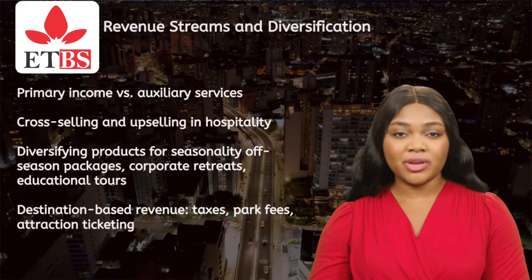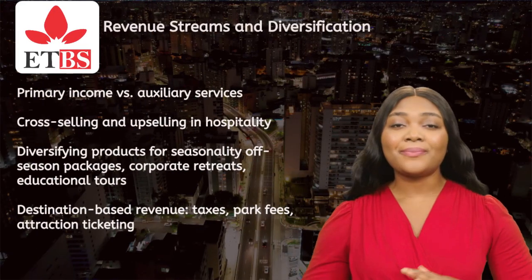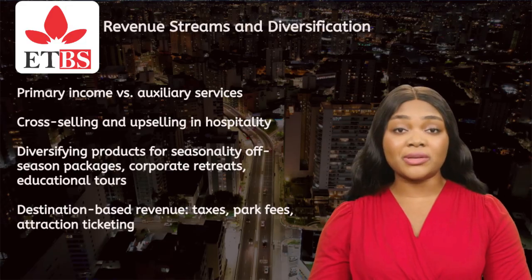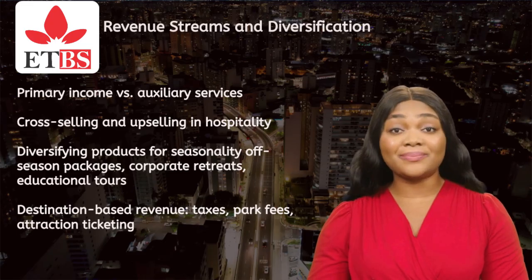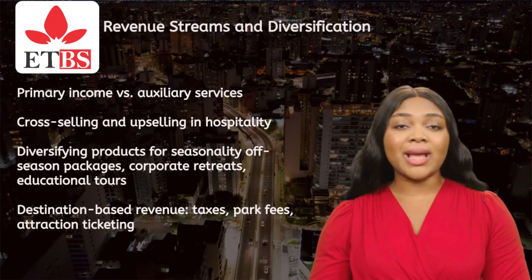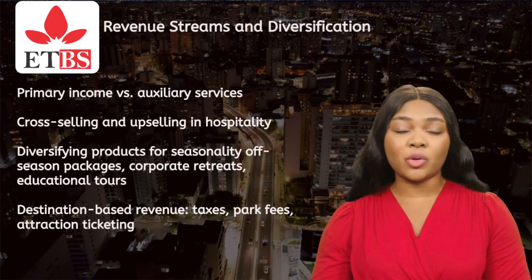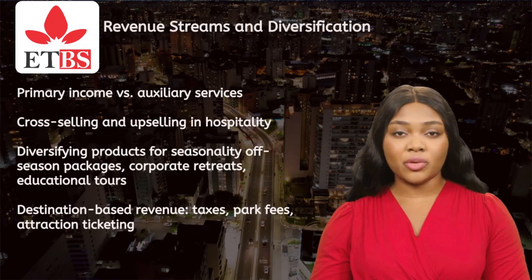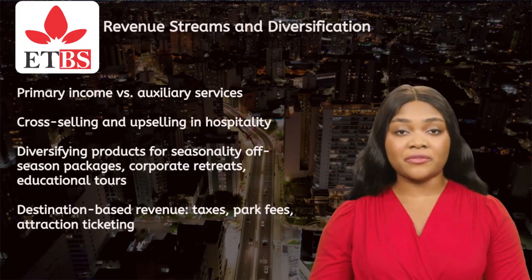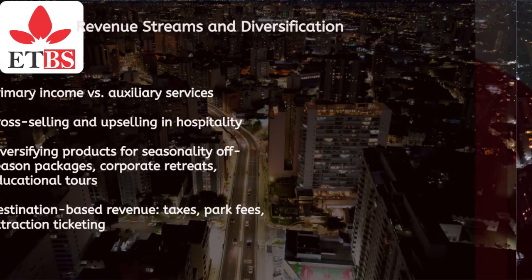3. Revenue streams and diversification. Primary income versus auxiliary services. Cross-selling and upselling in hospitality. Diversifying products for seasonality: off-season packages, corporate retreats, educational tours. Destination-based revenue: taxes, park fees, attraction ticketing.